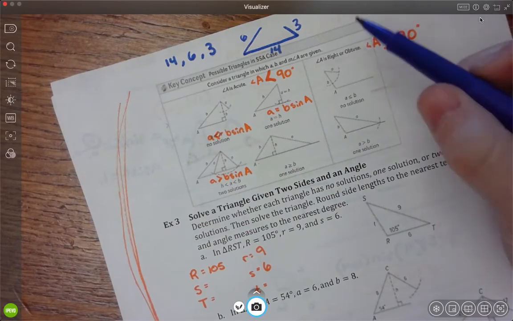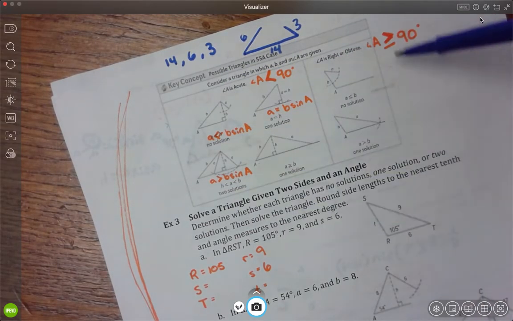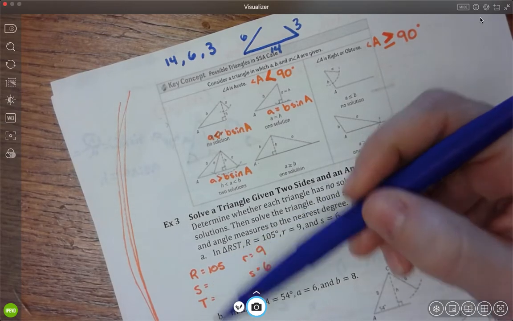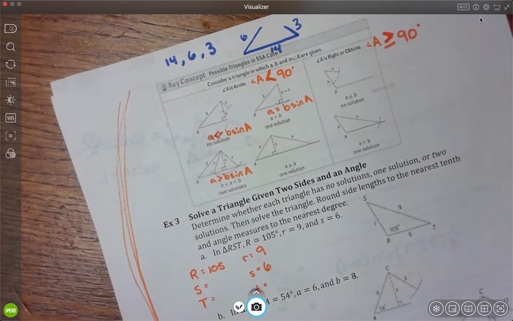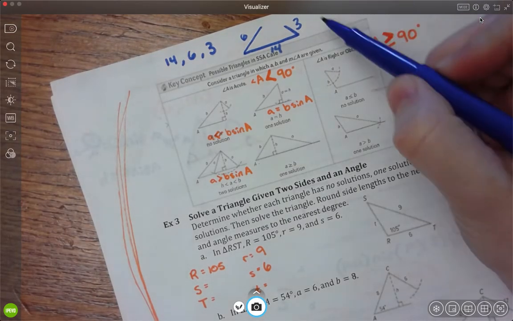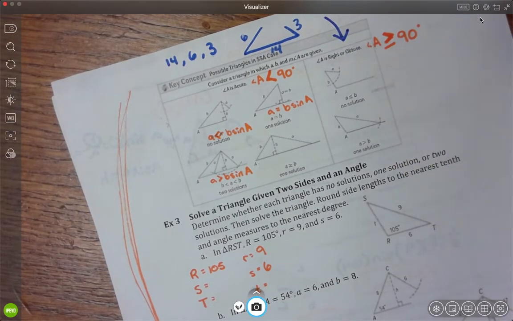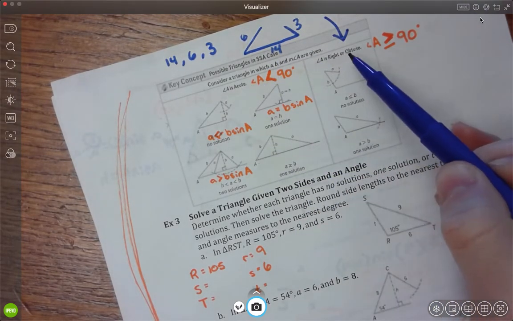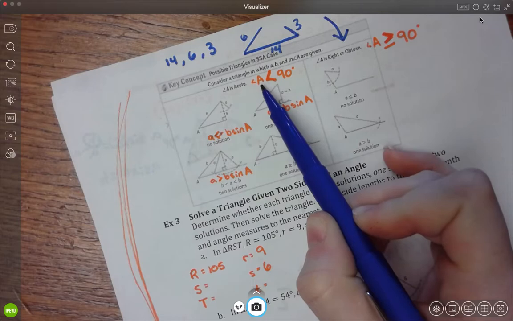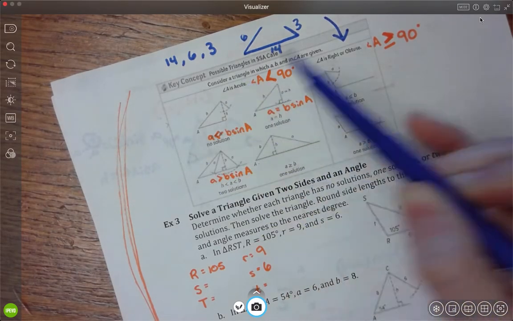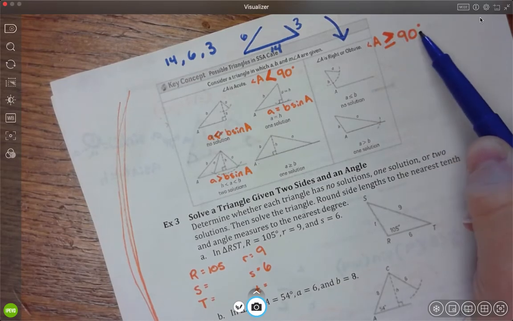So this is a flow chart that you're going to use for parts A, B, and C to determine: do I even have a triangle? Am I going to end up with two triangles? I'm going to go through the right side first because it's a little less complicated. With this flow chart, the angle you're given is either less than 90 degrees, which we'll go through in a second, or greater than 90 degrees.